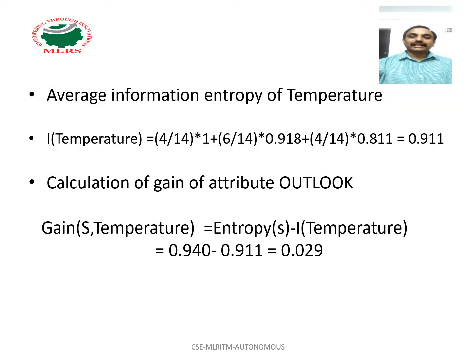Next we have to calculate average information entropy of temperature by using a similar formula which we used for outlook. Then we have to calculate the information gain of the attribute temperature. That is, the average information entropy of temperature we have to subtract from the entropy of the total data set. So in this case, the information gain of temperature that we are getting is 0.029.